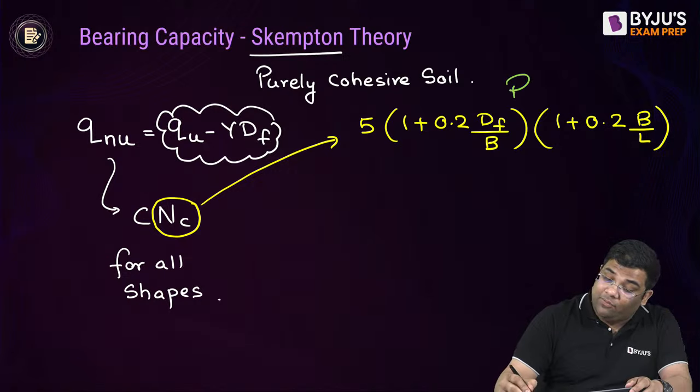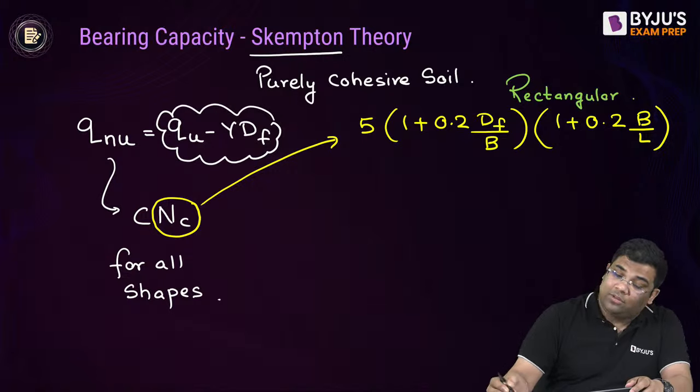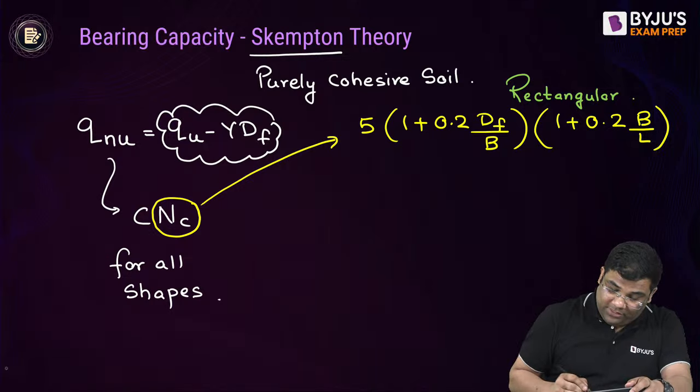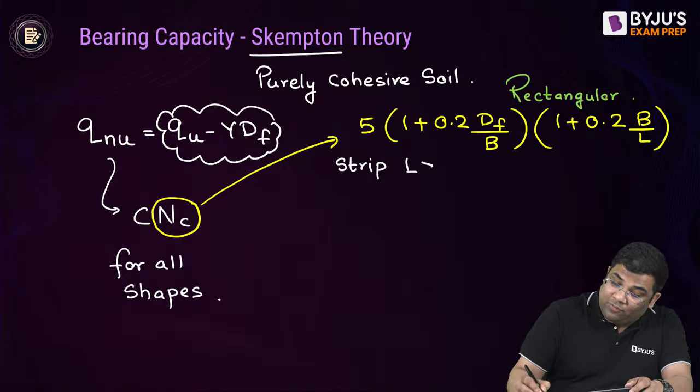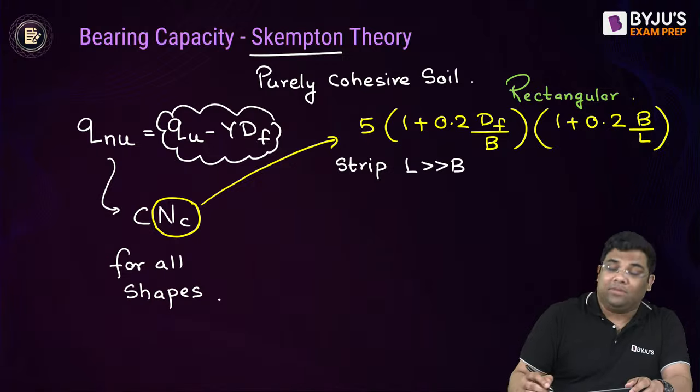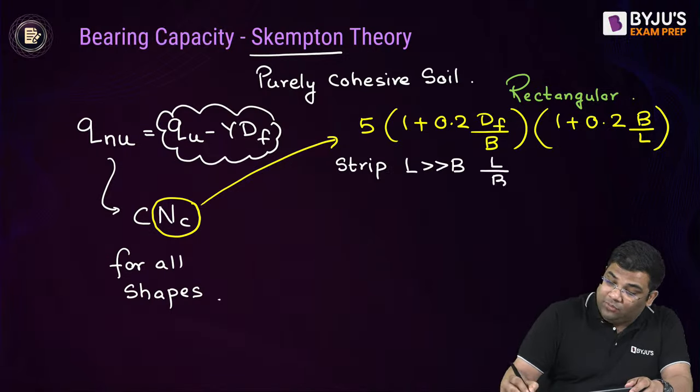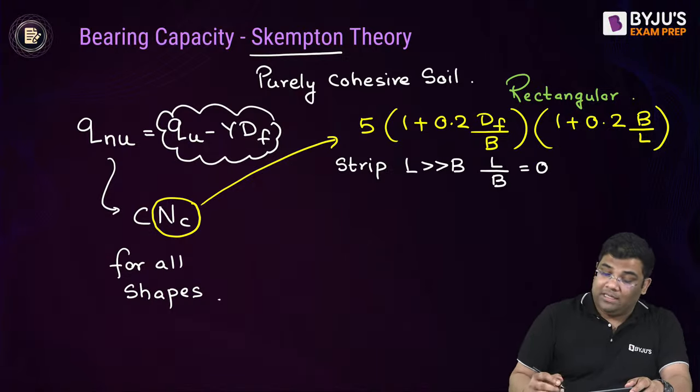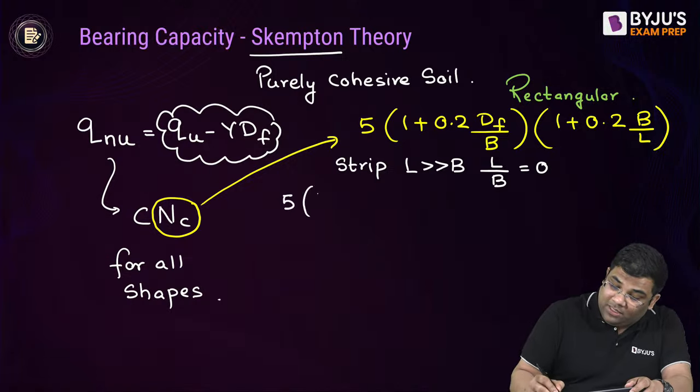Now this is for a rectangular footing. If you know this, you can find out for others also. Like for strip footing, what will happen? For strip footing, your L is quite large compared to B. So your B by L is 0. If B by L becomes 0, then this equation changes to only 5 plus 0.2 dF by B, right?